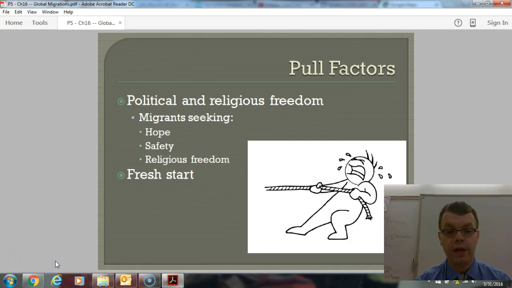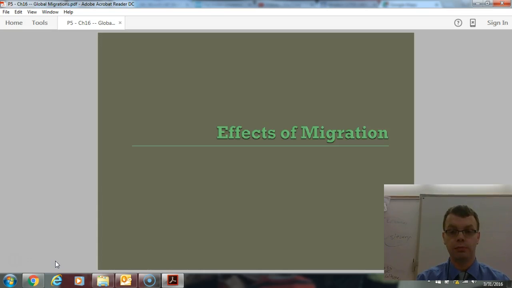Other pull factors: religious and political freedom. Many migrants seeking hope, safety, religious freedom, whether it's the hope for a job, whether it's the ability to believe in the religion of your choice. That's why many people decide to come to America as well. And just to have a fresh start in their life.